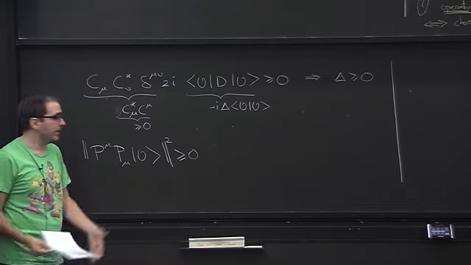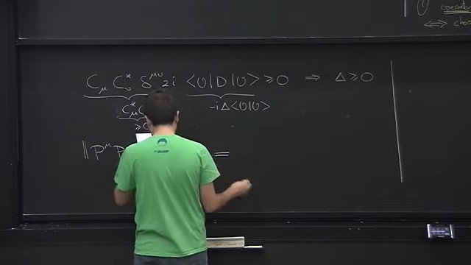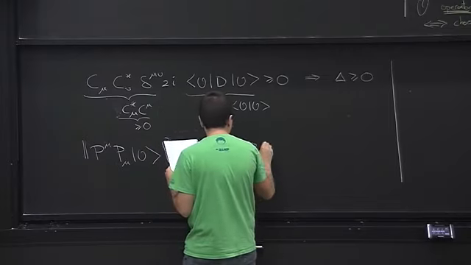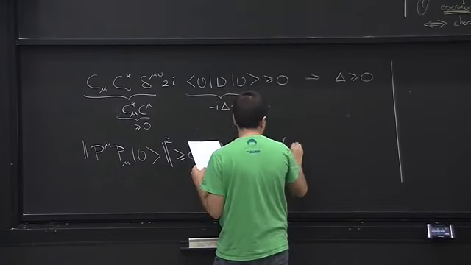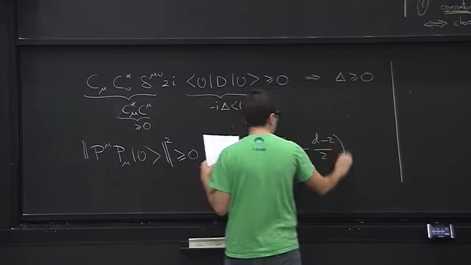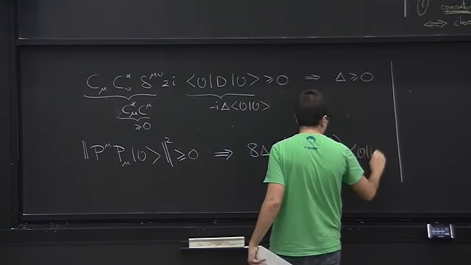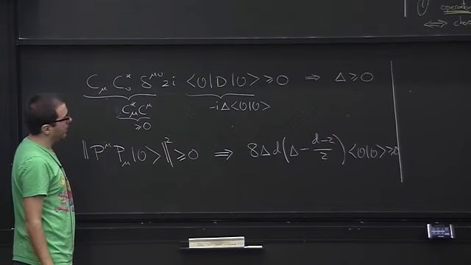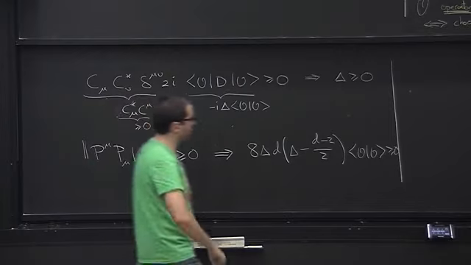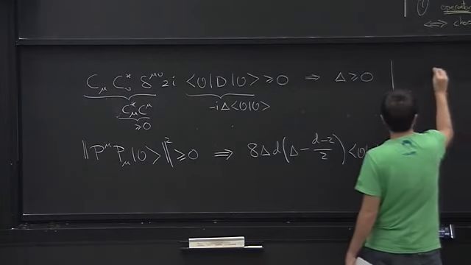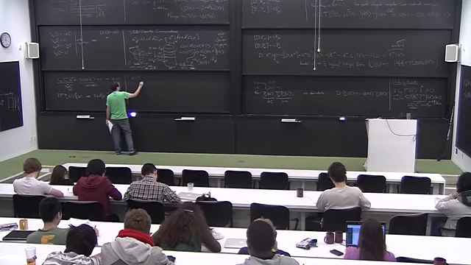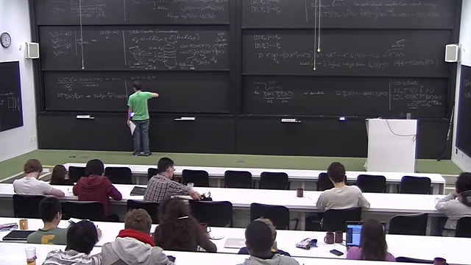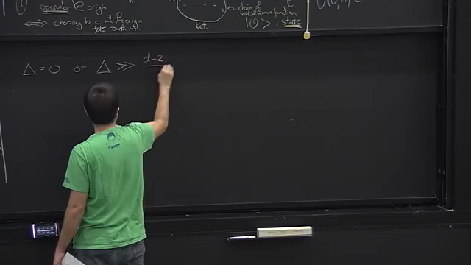Is it okay? What we get is that this becomes, so the left hand side, I'll write what you get so that you can check. You get 8 delta D times delta minus (D minus 2) over 2 times O bigger or equal than 0. So you conclude something interesting, something stronger than this. You conclude that either delta is equal to 0 or delta is bigger or equal than (D minus 2) over 2.